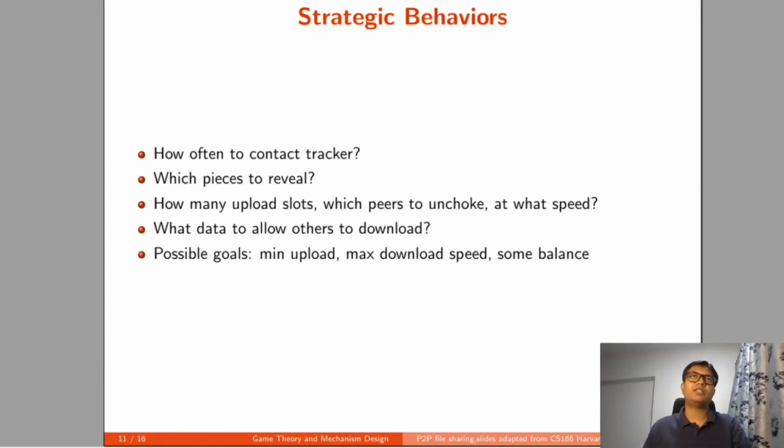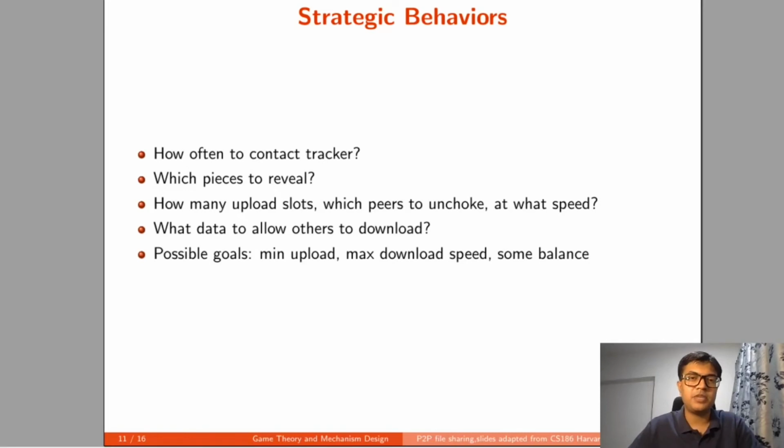So what can be some strategic behaviors in this BitTorrent system? Even though this is quite robust compared to Gnutella and other kinds of peer-to-peer file sharing systems, it also allows for certain strategic behaviors. Some of these strategic behaviors could be how often to contact the tracker, because the moment you contact the tracker, it is going to give you some peers, and you can exploit the optimistic unchoking part, and maybe you can avoid uploading files still.